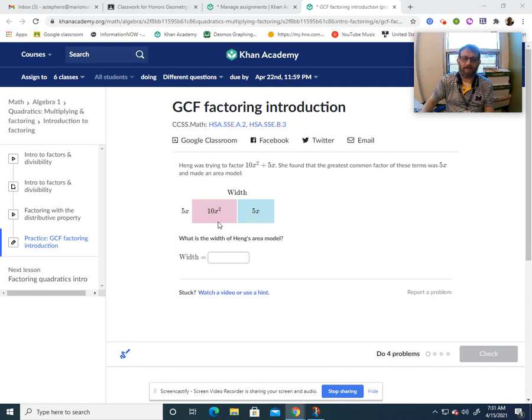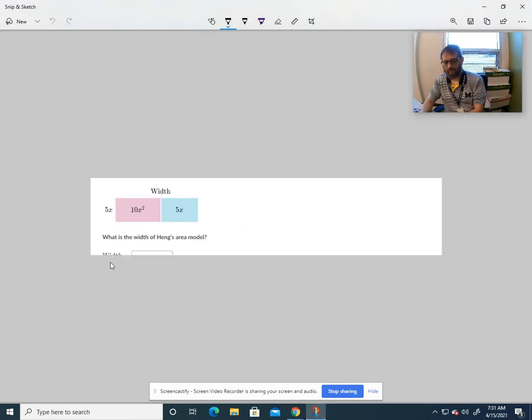But that's the thing. They did the product and want to know what the side is. What they're really asking here is, they told you that this side was 5x, and they want you to tell them what these two sides have to be to get those products. Well, what times 5x gives me 10x squared? That would be 2x. And what times 5x gives me 5x? That would be 1. So this side is 2x plus 1.